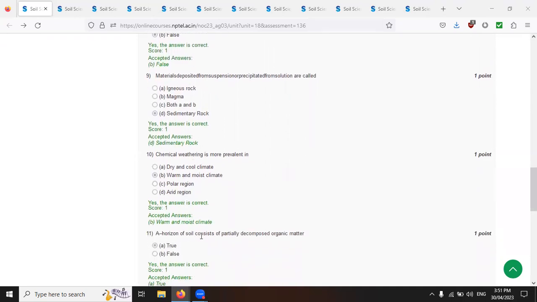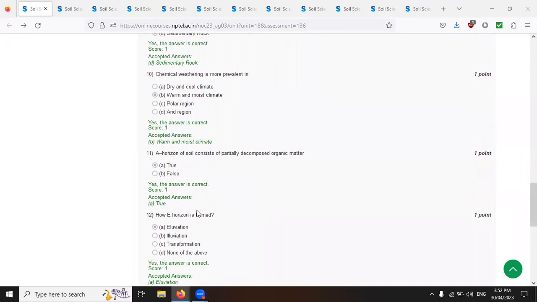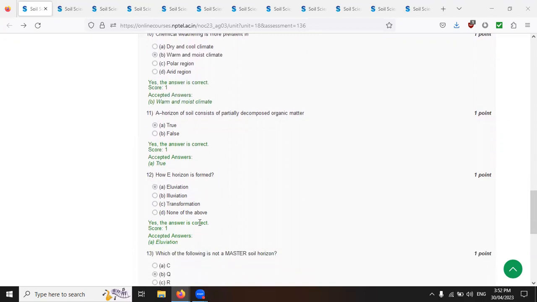The A horizon of soil consists of partially decomposed organic material. Is it true or false? A horizons are right up near the top, just underneath the O horizon, which is the first one, so it's true. How is the E horizon formed? Is it through alluviation, illuviation with an I, transformation, or none of the above? There's a bit of a hint there. They all end in ION, but it's eluviation.